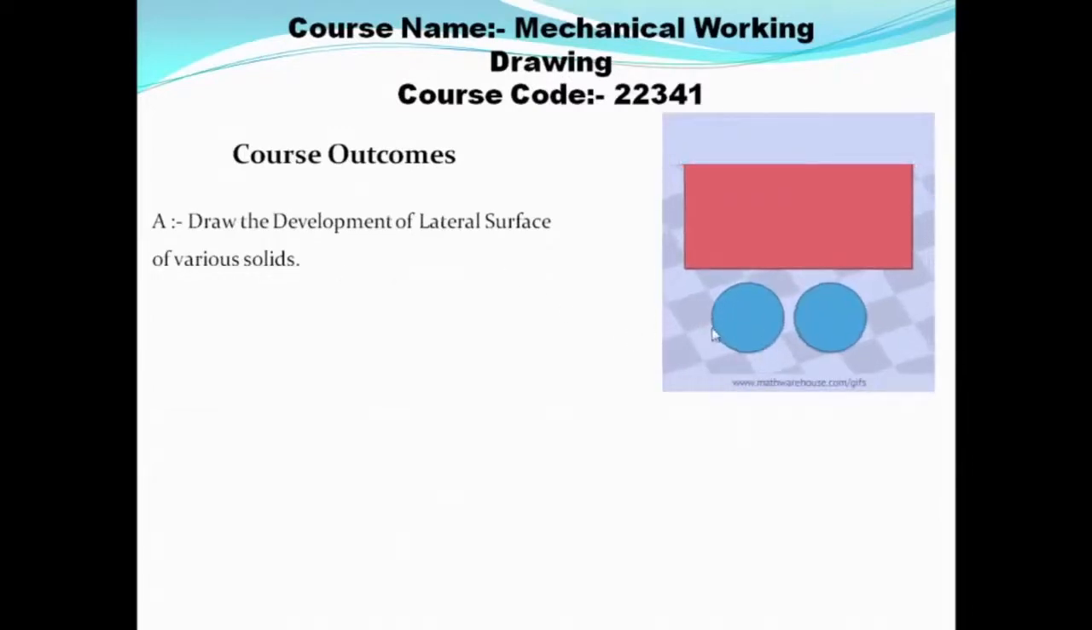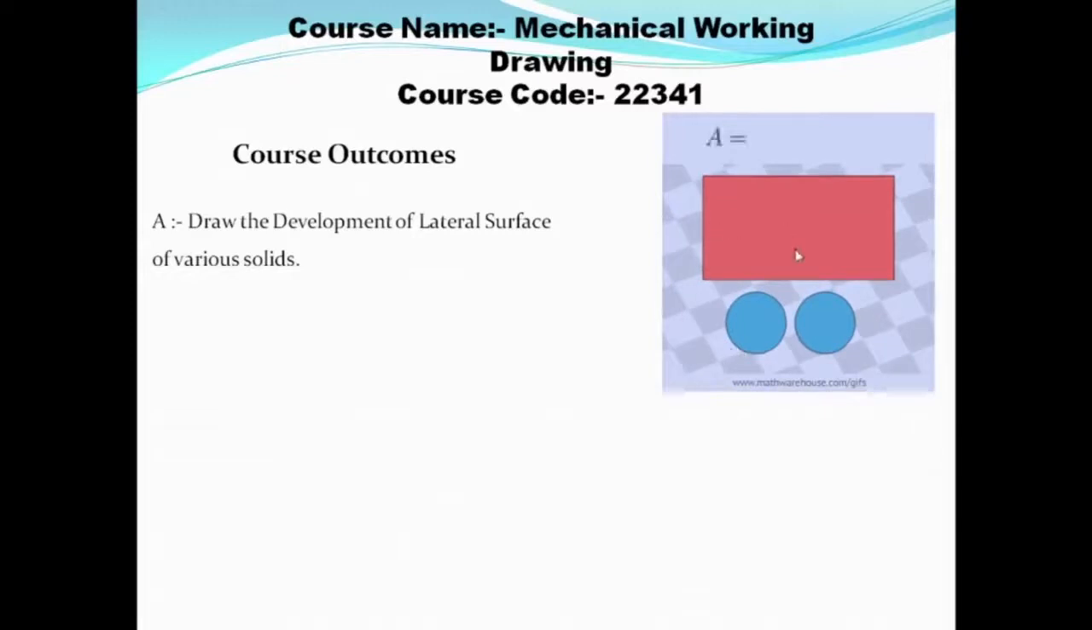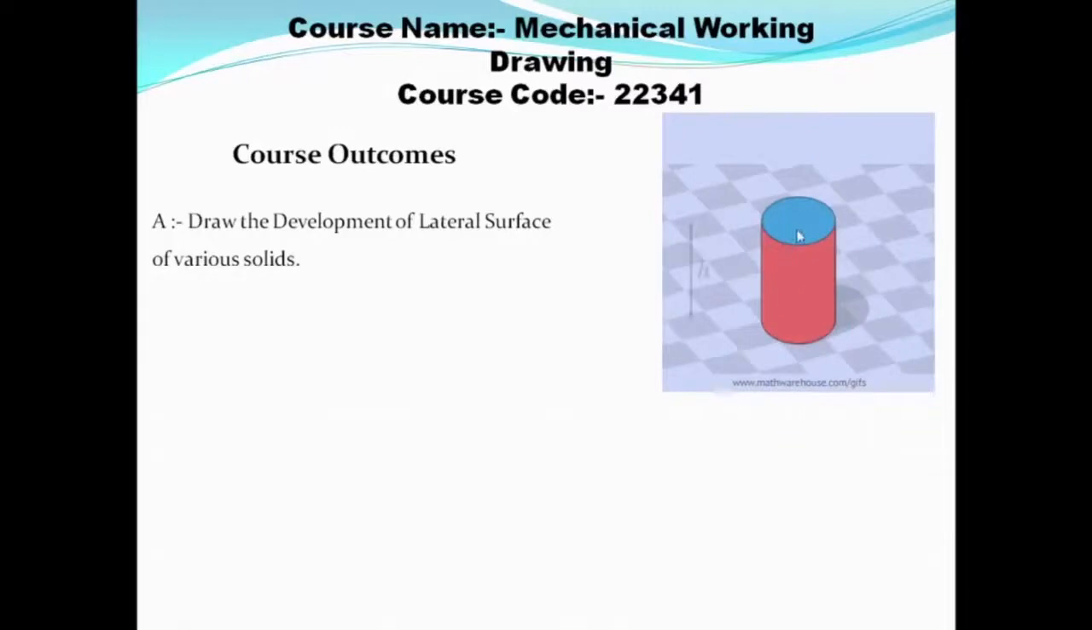As shown in the figure, this is the cylinder part. A cylinder can be made from one sheet of metal. When we fold this sheet, we get this type of cylinder. When we cut here from this cylinder, this is the development surface of the cylinder. Hence different types of solids have a development of surface.